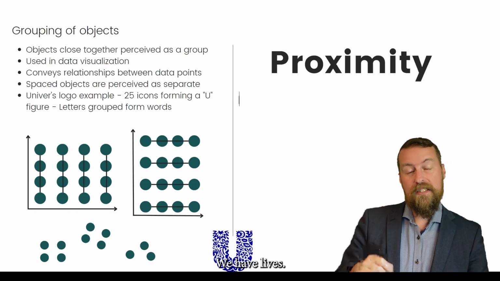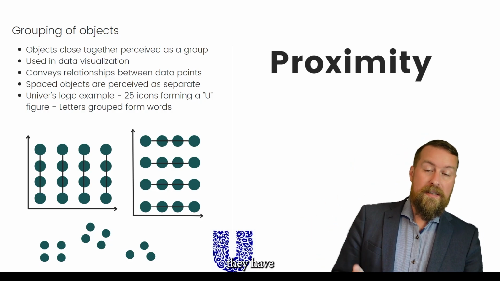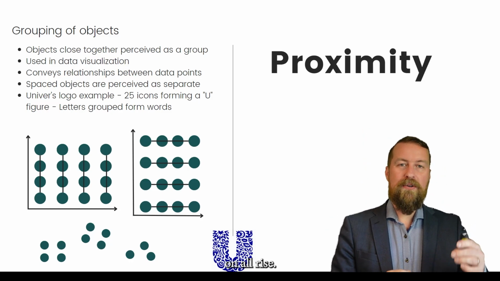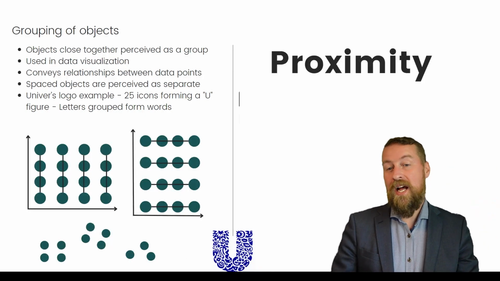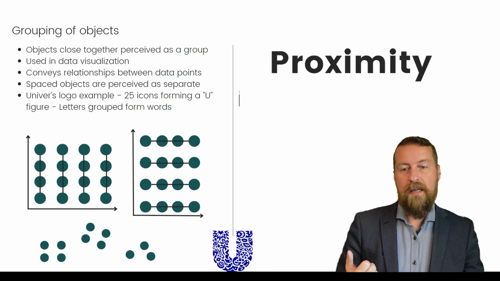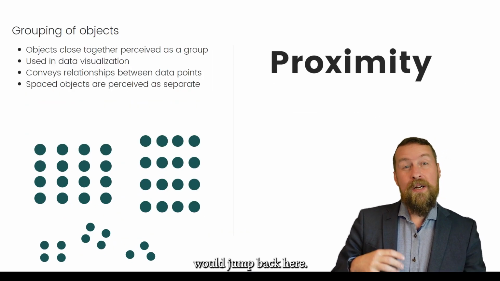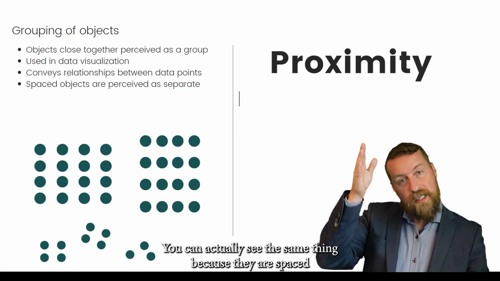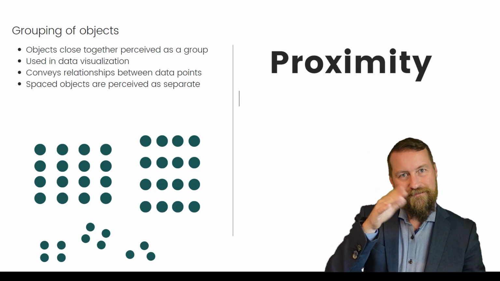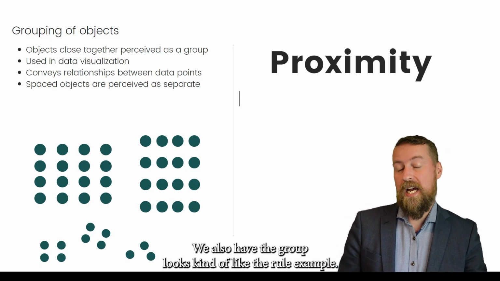We have lines. So if this was a bar chart, the ones that are on our left, they have vertical bars. On our right, we have our horizontal bars. I've added the lines to better exemplify it, but if we jump back, sorry, that was a little bit quick. There we go. If we jump back here, you can actually see the same thing because they are spaced a little bit closer horizontally and vertically. Down below, we also have the groupings, kind of like the room example I just used.